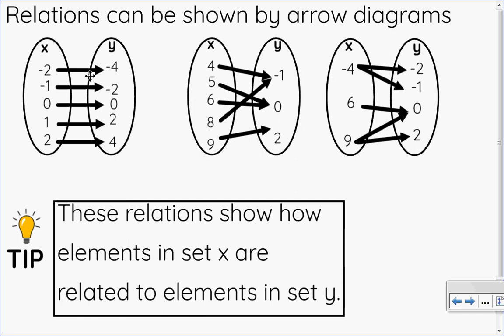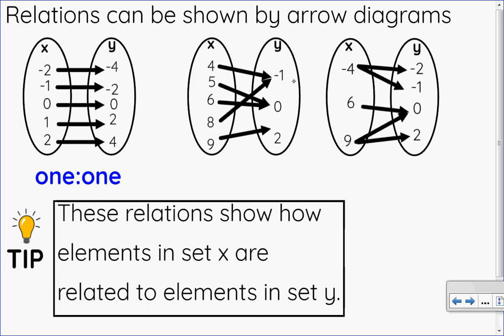You can see that the arrows go straight across. So -2 only goes to -4. -1 only goes to -2, and so on. These are called one-to-one relations because one element in X goes to one element in Y.